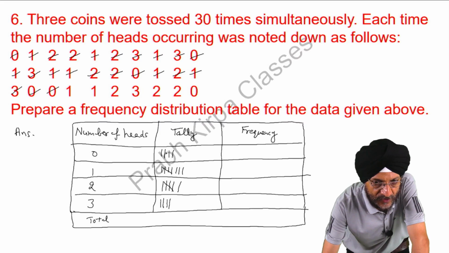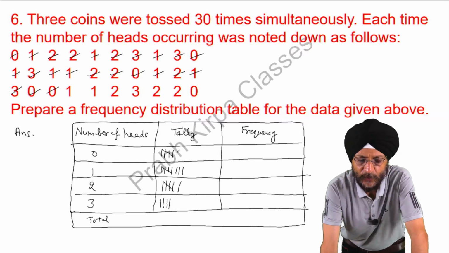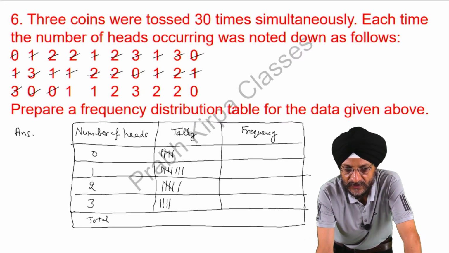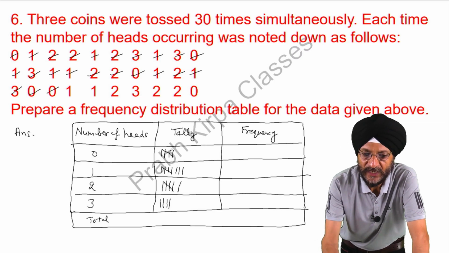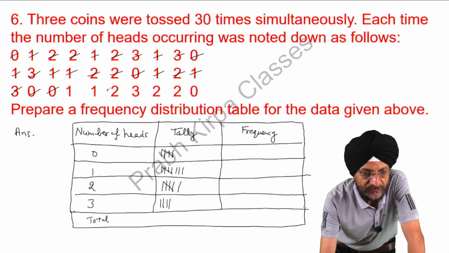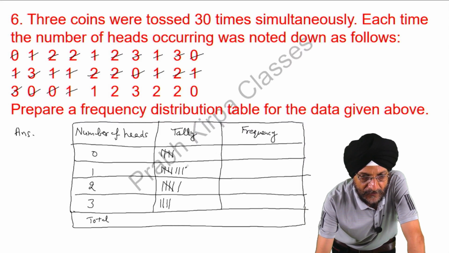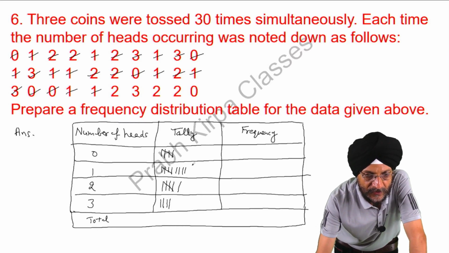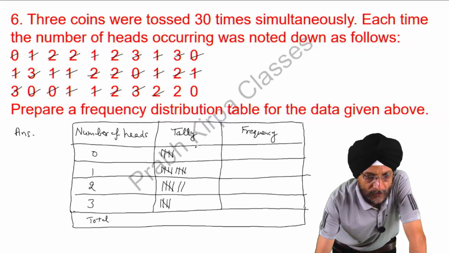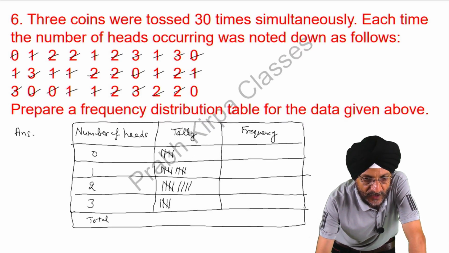again 0. You will see that when we are counting for the fifth time a particular entry, we are using this line so that we may not have to count each time when the entry is 5. 1, 1, 2, 3, 2, 2, and 0.